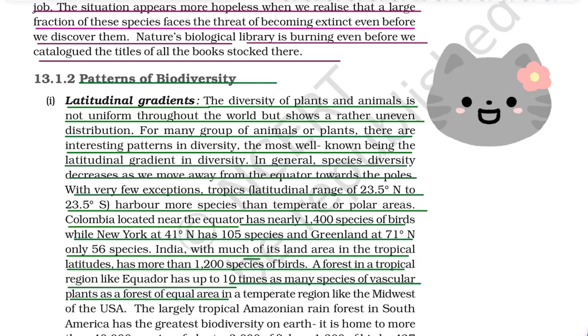A forest in a tropical region like Ecuador has up to 10 times as many species of vascular plants as a forest of equal area in a temperate region like the Midwest of the USA.